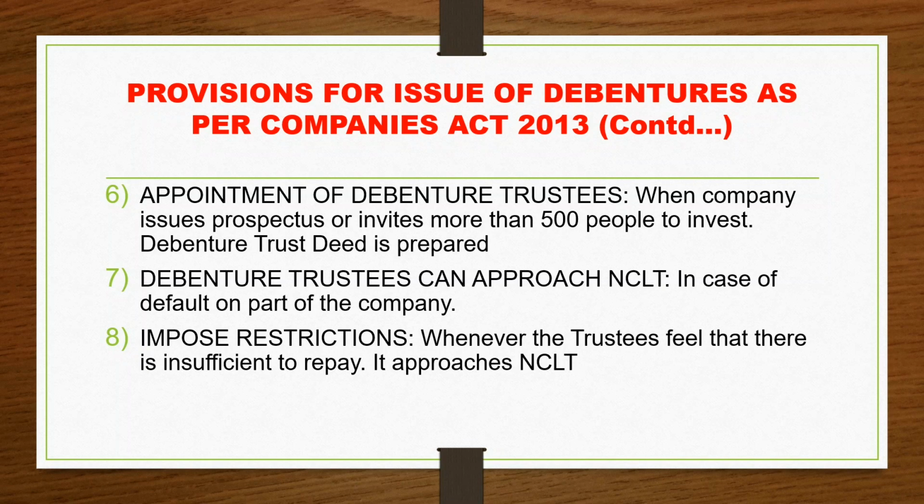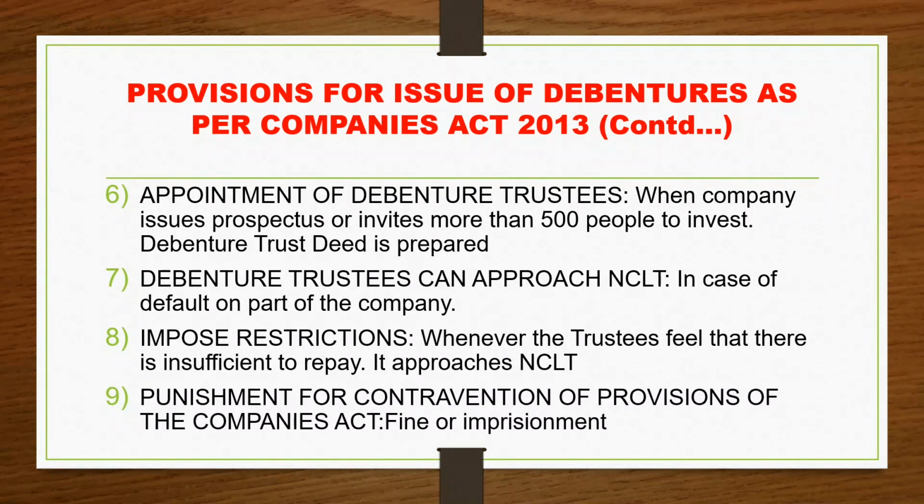Impose restrictions. Whenever the trustees feel that there is insufficient money for repayment of these debentures, they approach the NCLT. That is, when the debenture trustees observe that there is insufficient money to repay the principal amount of these debentures, they approach the NCLT. The NCLT then informs the company that it cannot issue further debentures, and it first has to repay those debentures which have already been issued. Only then will it be allowed to issue new debentures.